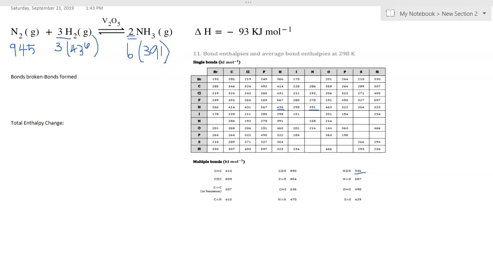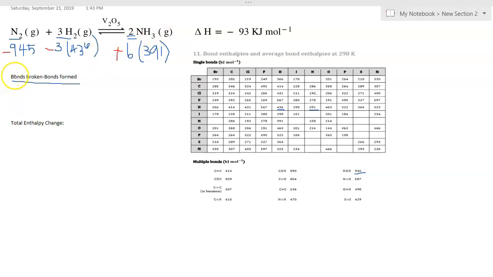Now, to find the total enthalpy change, we have to use this equation here: bonds broken minus bonds formed. So bonds broken is on this side of the equation because you have to break the bonds between this and this first in order to produce ammonia. So bonds broken are exothermic. Remember, they're always exothermic, so they have a negative value. So let's draw a negative sign here and here. And bonds formed is obviously the ammonia, and it's endothermic, so it has a positive value.